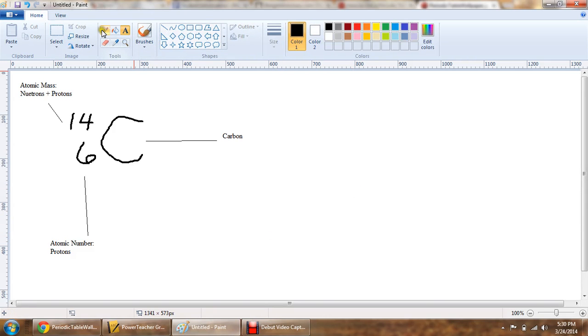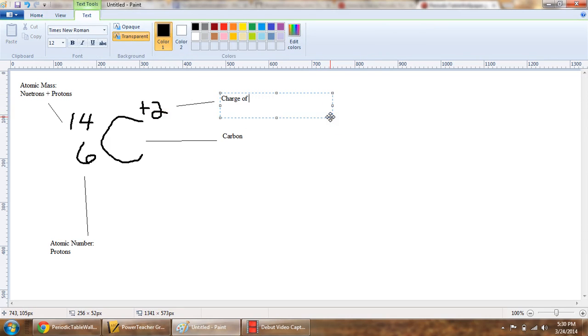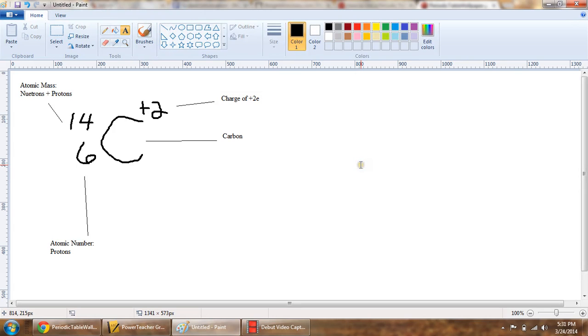Sometimes you will get another symbol up here. For example, maybe we could do a +2. This tells us that it's an ion. In particular, we know that it has a charge of +2e. This means that it had to have lost 2 electrons. Protons don't move around as the electrons do, so that's what that would come from. If it was -2e, it means it gained 2 electrons.